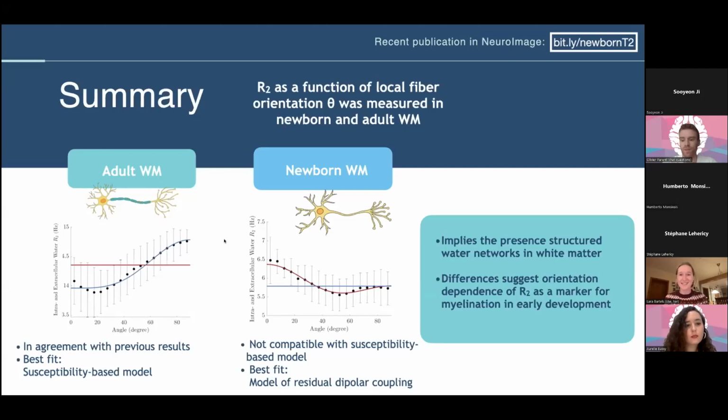And this is exciting because this effect has not been seen before in R2 relaxation rates in white matter. And it implies that there is some structure in the water networks in white matter, and therefore this orientation effect might also be sensitive to the state of those structures. And the other thing we see, because it's so distinctly different from the adults, is that the orientation dependence seems to depend on the myelination of the tissue. So this suggests that orientation dependence is an interesting candidate for a marker for myelination, especially during early development, when the orientation dependence is so strikingly different.